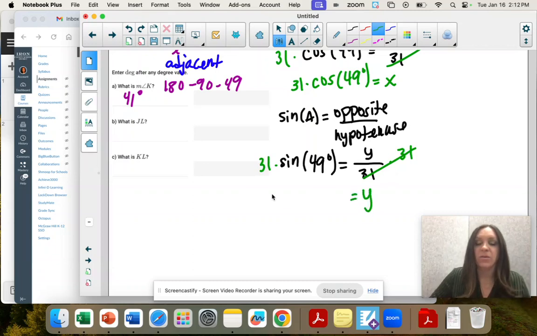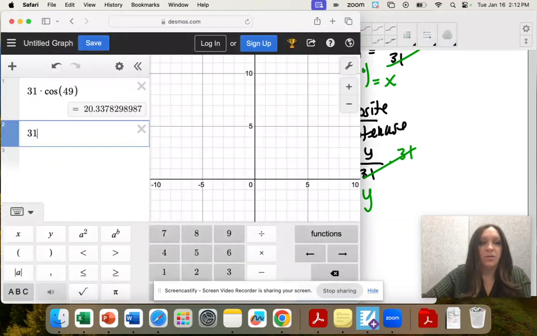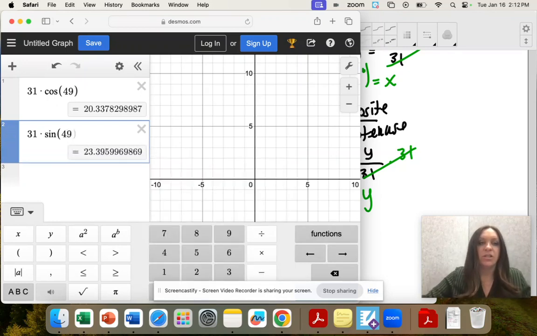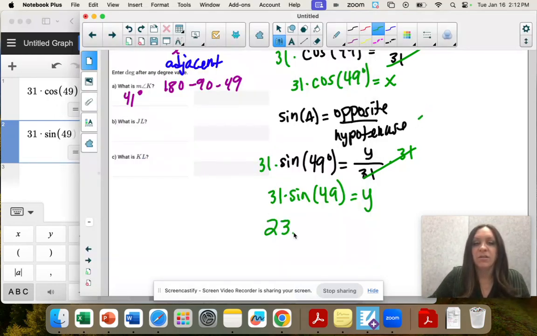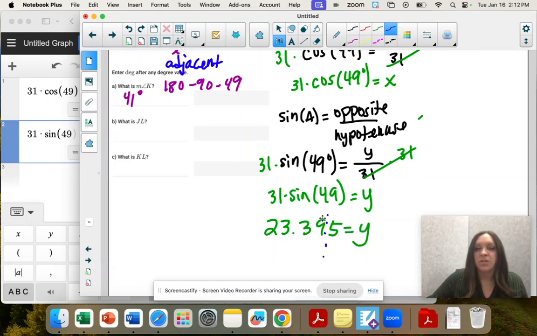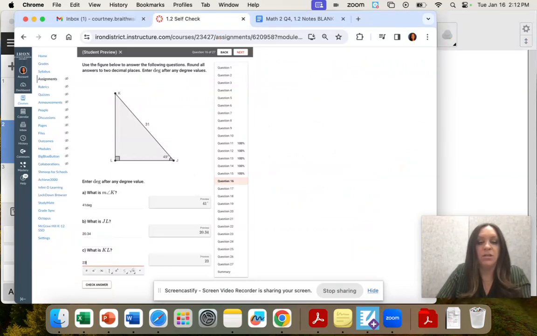So now y is equal to 31 times sine of 49 degrees. Let's type that in. So 31 times sine of 49 degrees. So 23.395. I'm writing this out just for the rounding purposes. So because that is 5, that means we're going to round up. And because that's a 9, we have to even go to the next number. So this changes to 40. So 23.40.